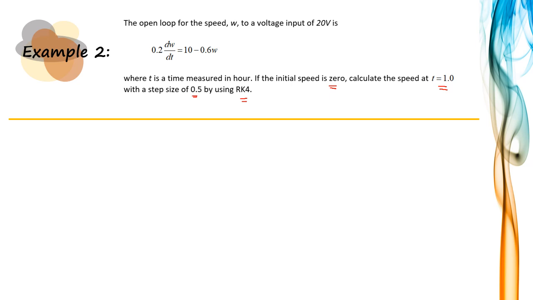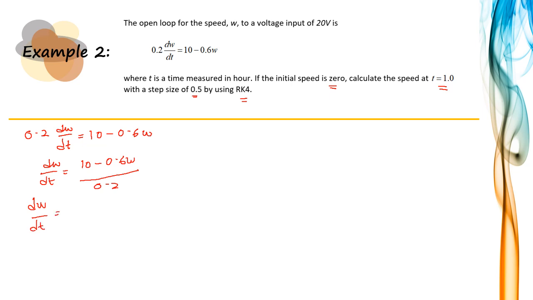Okay, so firstly, let's list all the information that we have. So this is our equation: 0.2 dW/dt equal to 10 minus 0.6 W. Firstly, let's rearrange our equation. Make sure the coefficient for our derivative must be 1. So dW/dt is equal to (10 minus 0.6 W) divided by 0.2. So I will have dW/dt is equal to 50 minus 3W. So this function is our f.